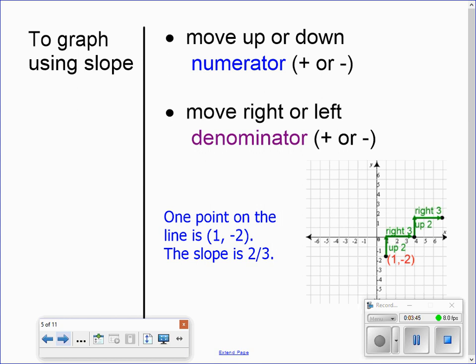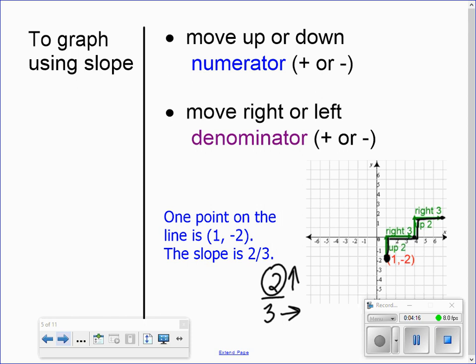So if one point on the line is (1, negative 2), and we know the slope is 2/3, our slope of 2/3 tells us to go up 2, because it's a positive 2, and go right 3 because it's a positive 3. So from our point here, we would go up 2 and to the right 3, up 2 and to the right 3, and we would continue that pattern all the way throughout the graph.